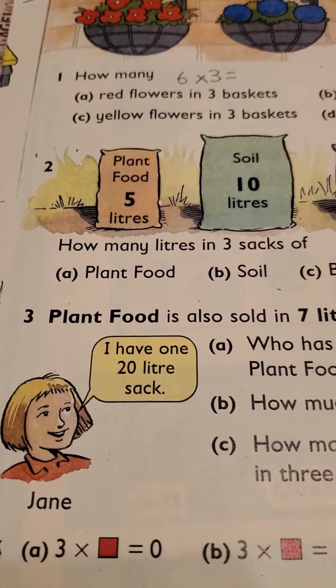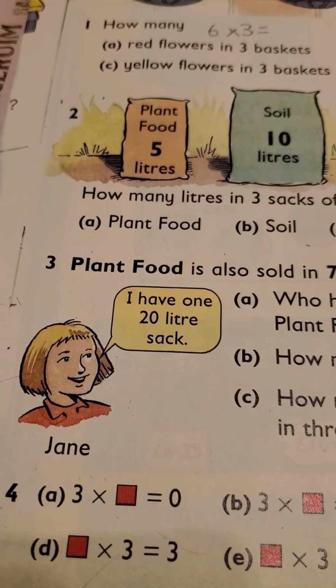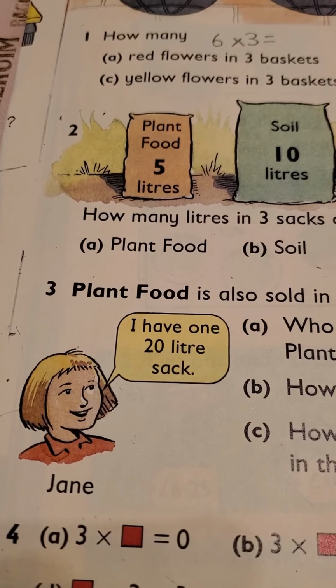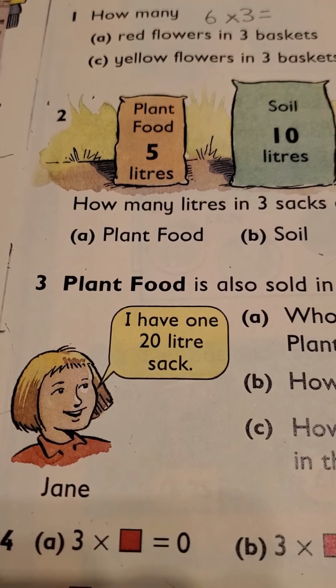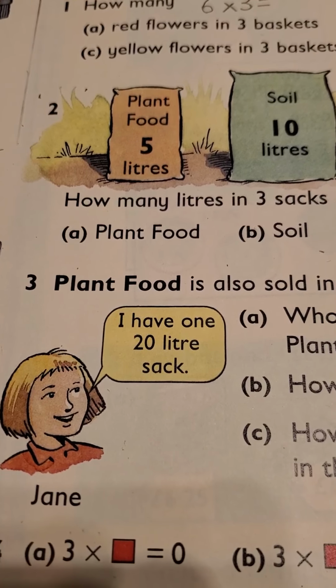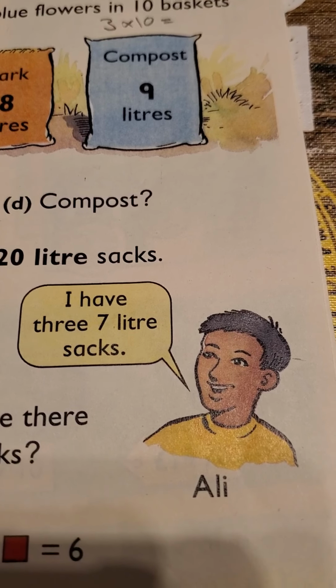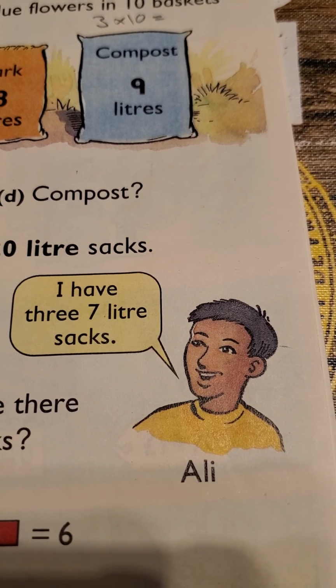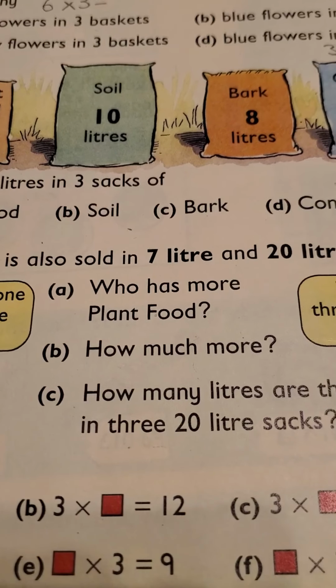Question 3 then shows 2 people, Jane and Ali. And they both have plant food. Now Jane bought one big huge 20-litre bag of plant food, a big sack of plant food. Ali, however, bought smaller bags, but he bought 3 of them, 3 7-litre bags. And the question asks you who has more.